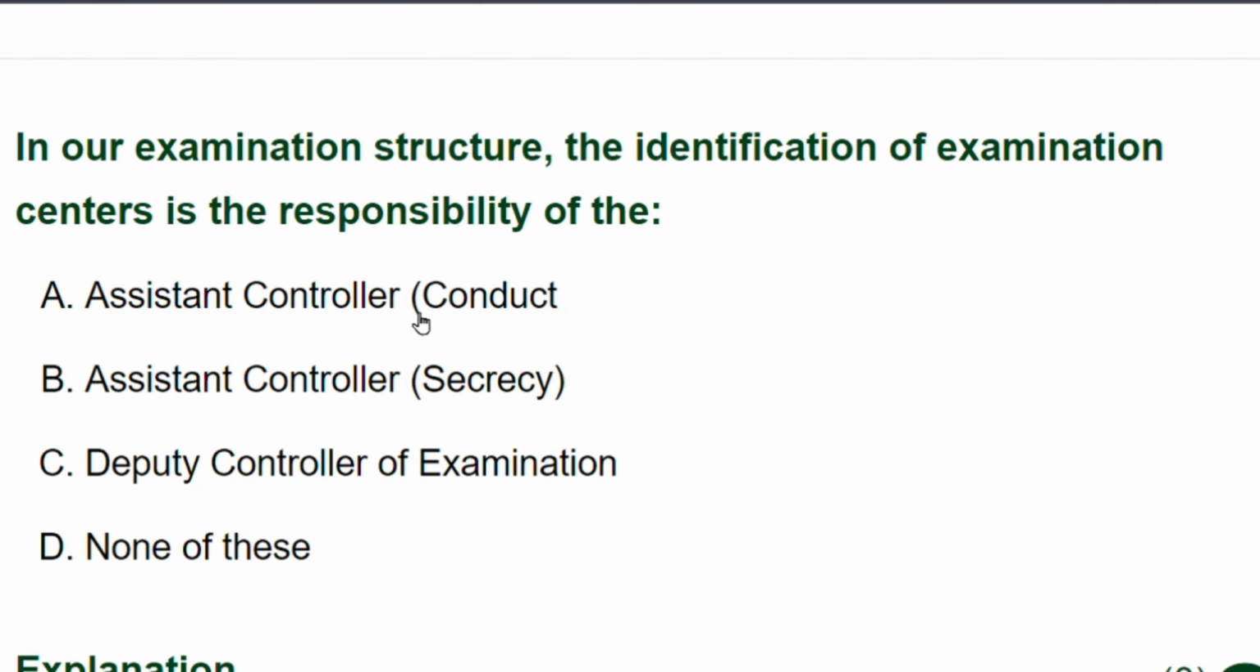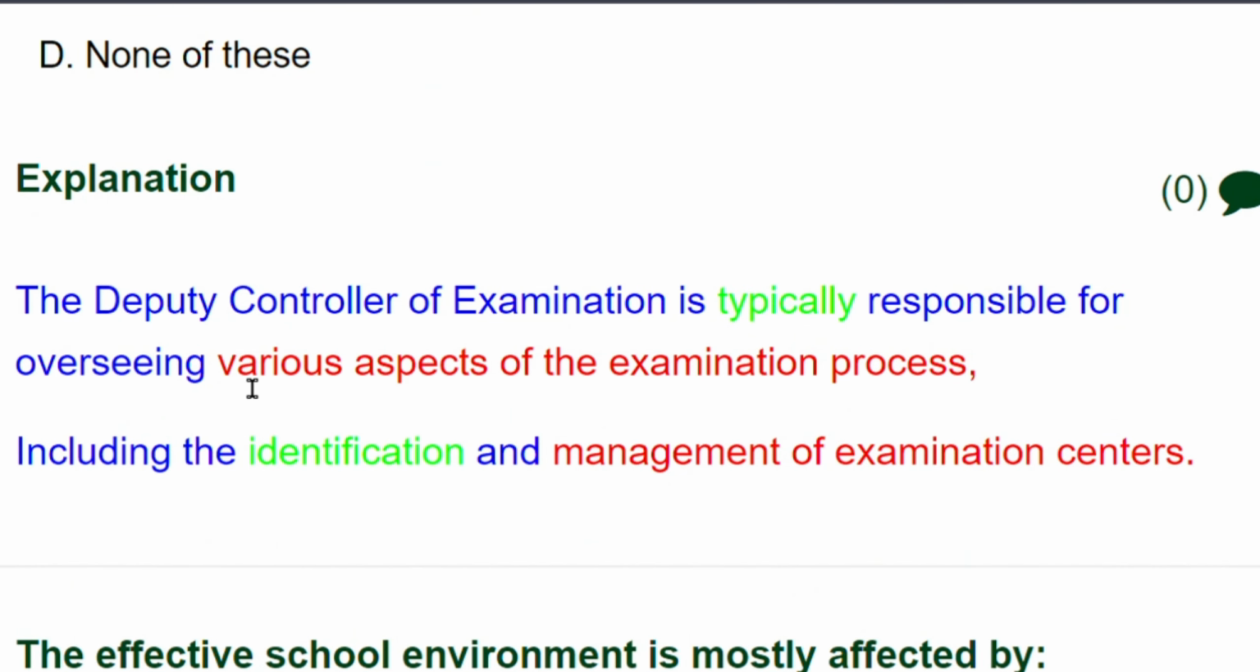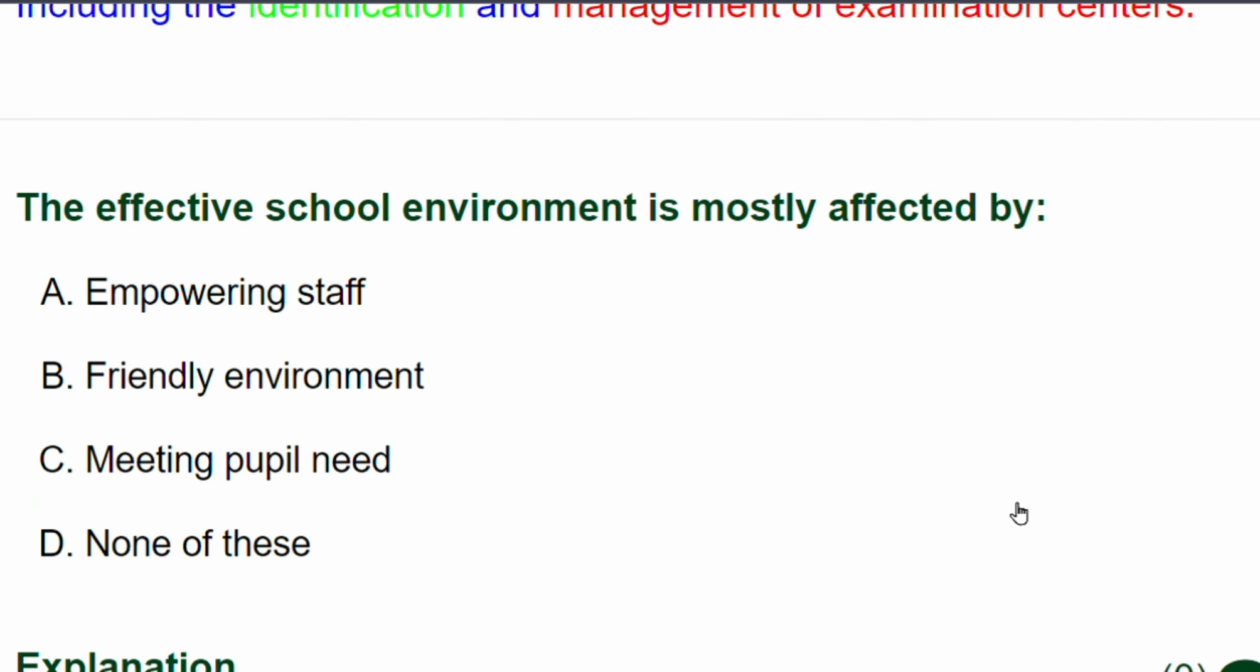In our examination structure, the identification of examination centers is the responsibility of the duty controller of examination. The duty controller of examination is typically responsible for overseeing various aspects of the examination process, including the identification and management of the examination centers.